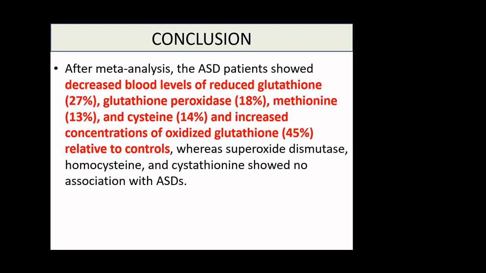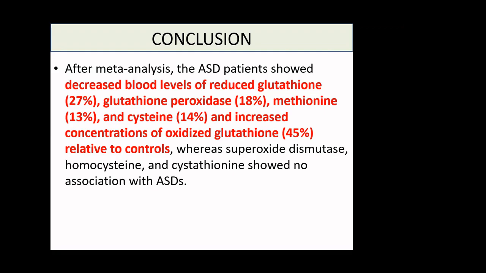The conclusion from that study is that ASD patients showed decreased blood levels of reduced glutathione. Reduced glutathione is the active form of glutathione, right? 27% less. And then the glutathione enzyme, 18% less, right? Methionine is an amino acid that can also be converted to cysteine, 13% less, cysteine, 40% less, and increased concentrations of the oxidized, the inactive form of glutathione. So they have less active form of glutathione, but high levels of the oxidized or inactive form.